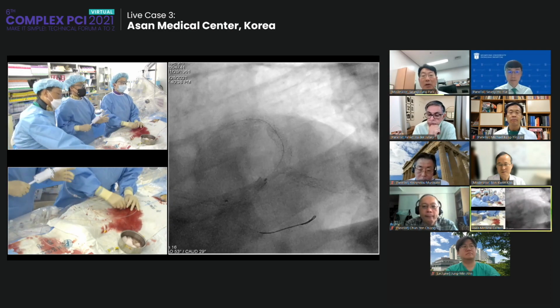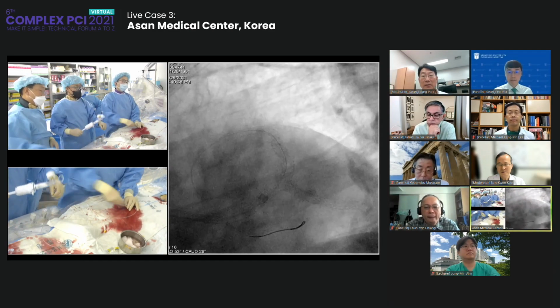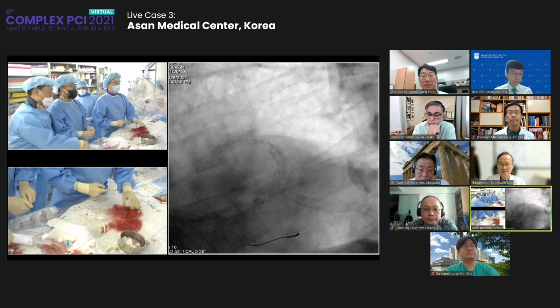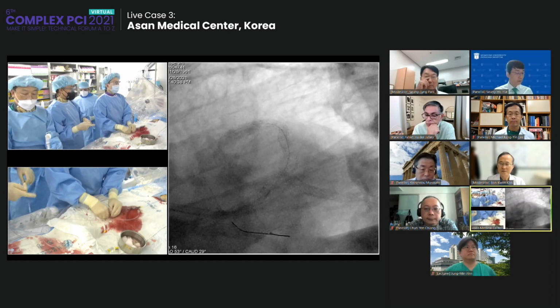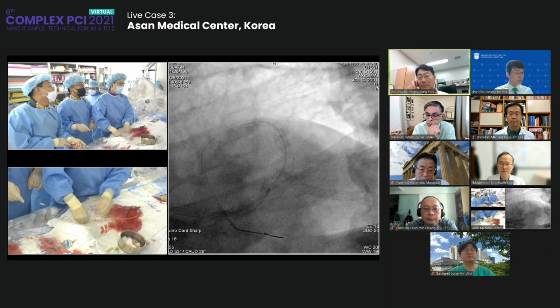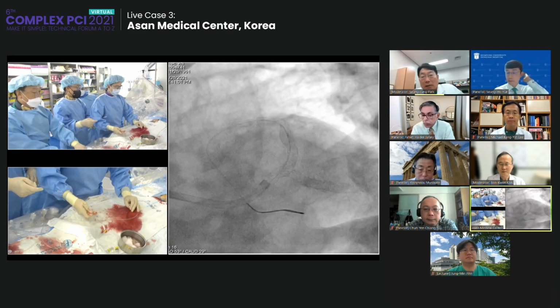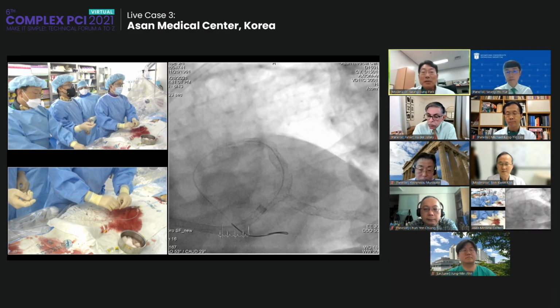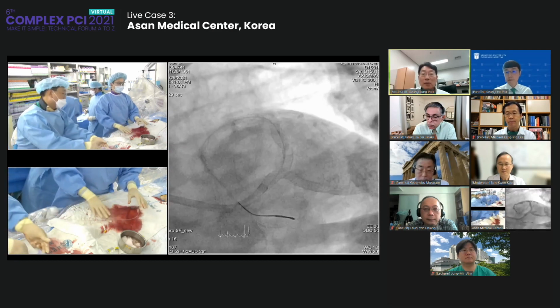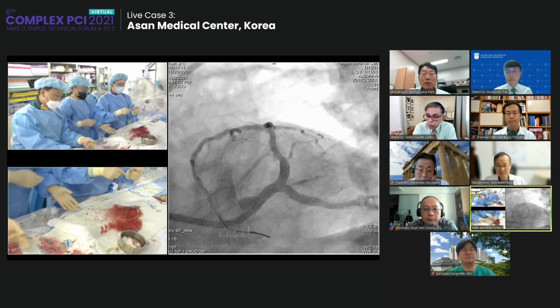At this moment we will check the coronary angio and then rewiring. Yes, angio, please. Push out. Great. Looks good. Angiographically perfect. Yes, wiring. So what is next?